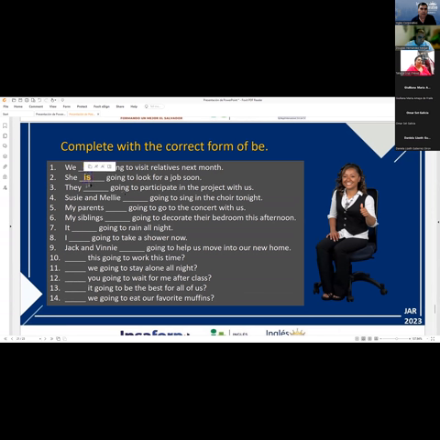Number three. They are going to, okay. They are going to, teacher. Don't fall asleep. Continue with the other one. I'm sorry, teacher. I'm tired. So they are going to participate in the project with us.